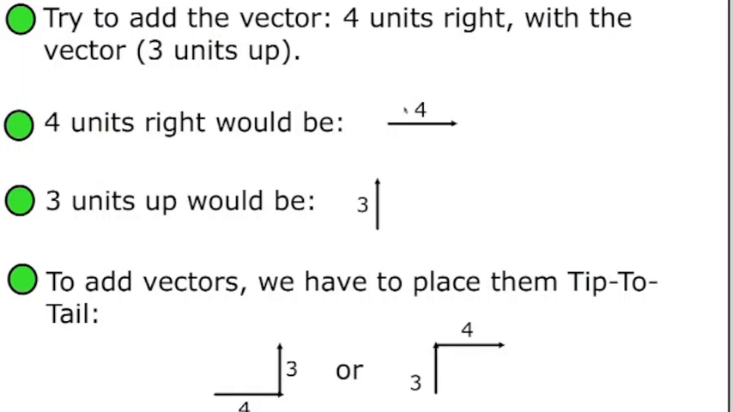Now in this case, we've got vectors that are perpendicular to each other. We have 4 units right, and we have 3 units up. Both of these are considered positive vectors, and up is a positive direction, and right is a positive direction, but they're not along the same axes. They're along the x and the y, or the horizontal and the vertical, whatever you want to call them.